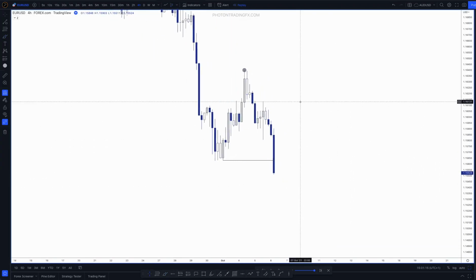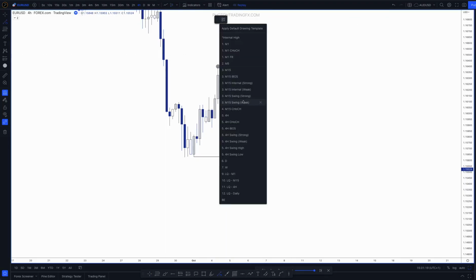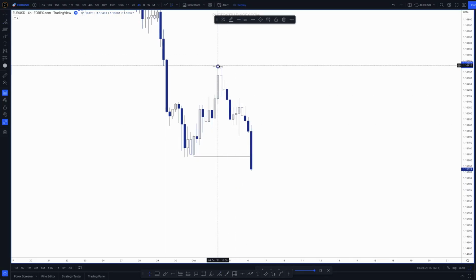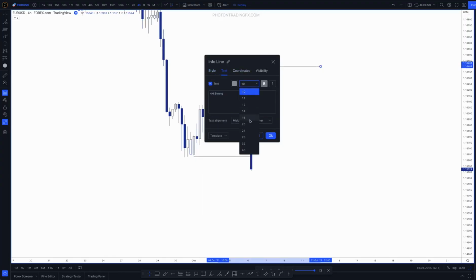So I'm just going to zoom in a little bit, okay? So straight away, we know that this is our 4-hour strong swing high. Okay, just going to make the text a little bit bigger for you guys.